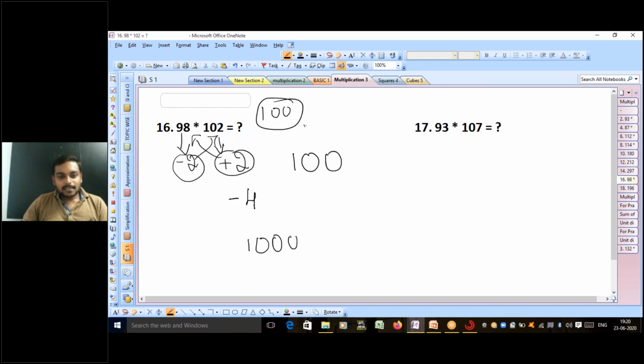Don't say the answer is 10,004. It is wrong. Why? Because one number is less than 100 and one number is greater than 100. In this situation, first you have to find the left part of the answer, and after that you have to add 2 zeros. From that you have to subtract 4. Just subtract 4 from 10,000.